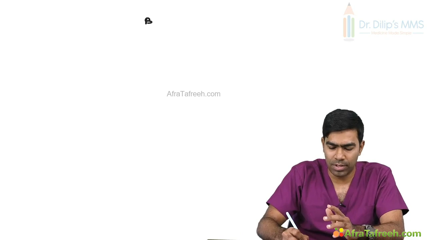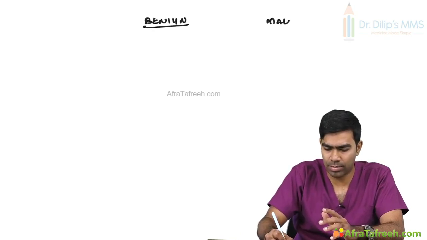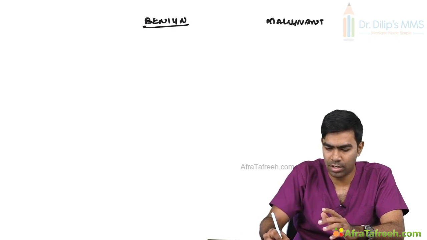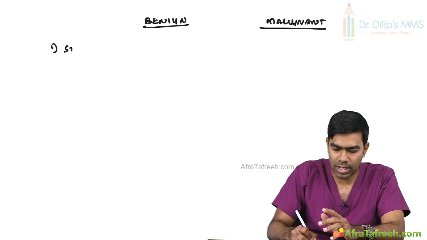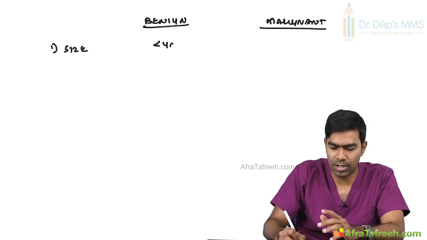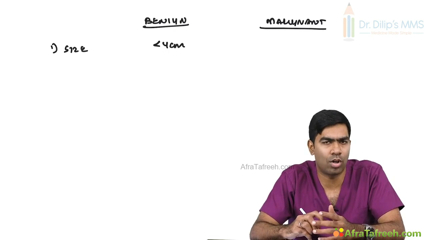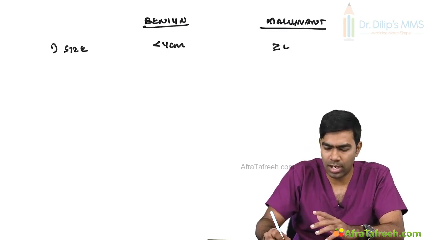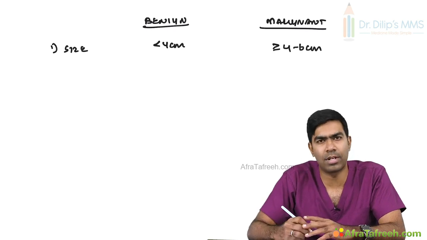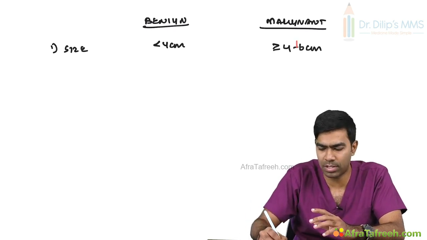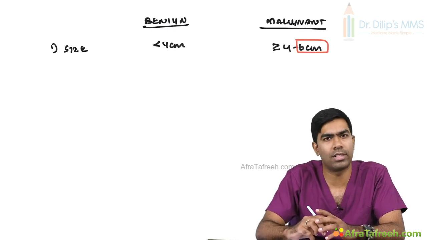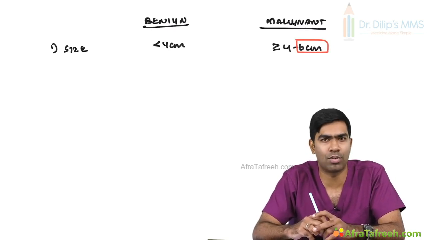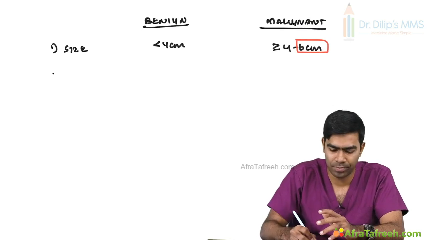Alright. So what will be the radiological differences between a benign lesion and a malignant lesion? This is fairly important for exams. First, starting from the size of the tumor, less than 4 cm size is likely to be benign. Not always, but likely to be benign. Any tumor that is more than 4 to 6 cm in size is likely to be malignant, especially if it is more than 6 cm in size. Almost 97% of such tumors will be malignant in nature.